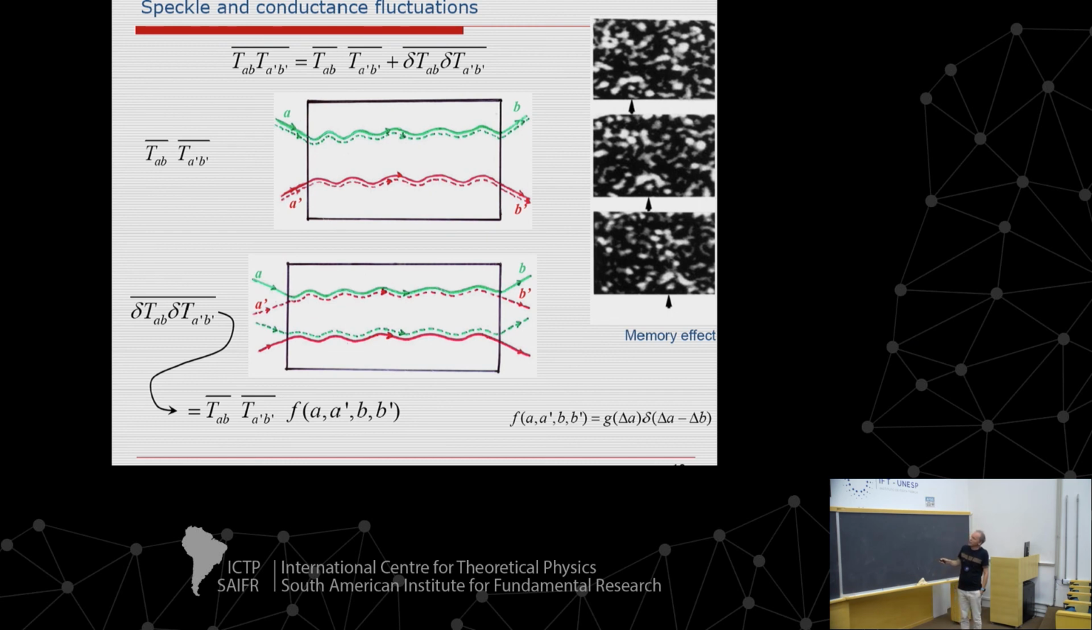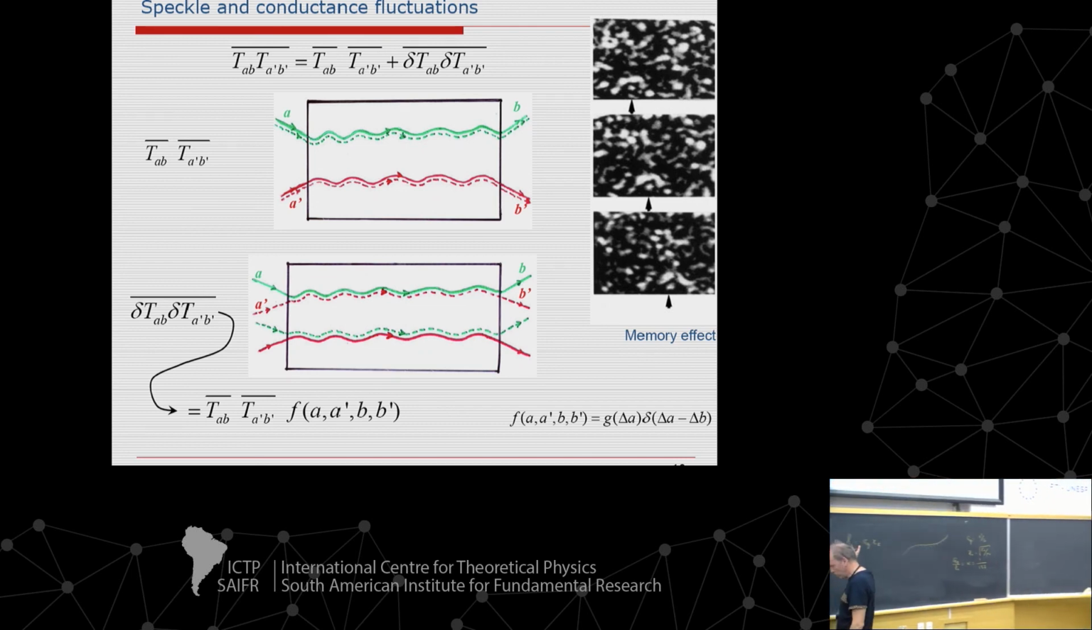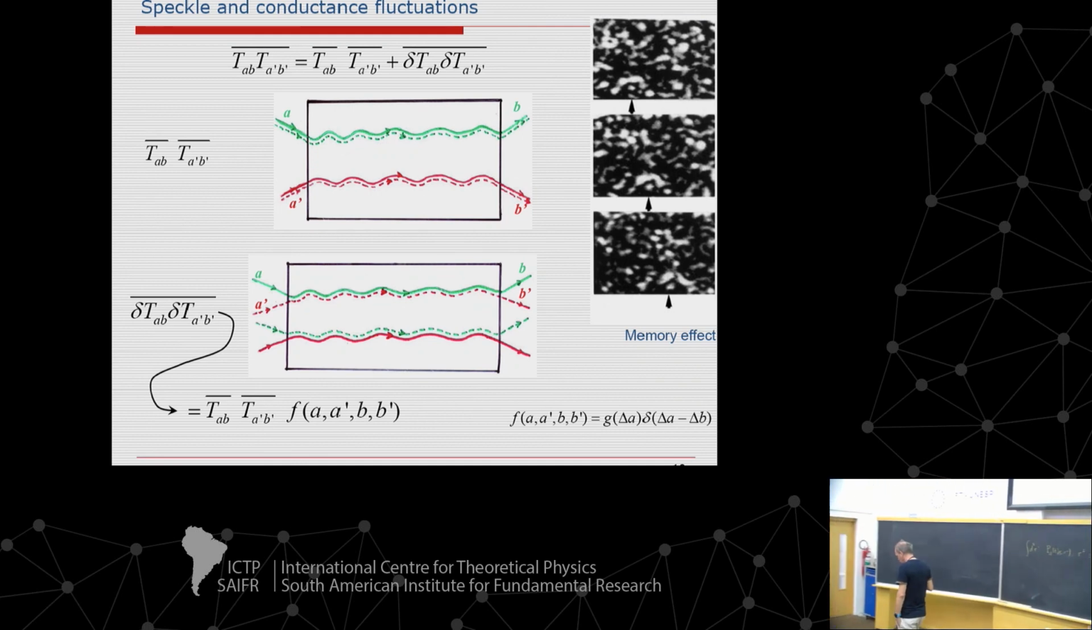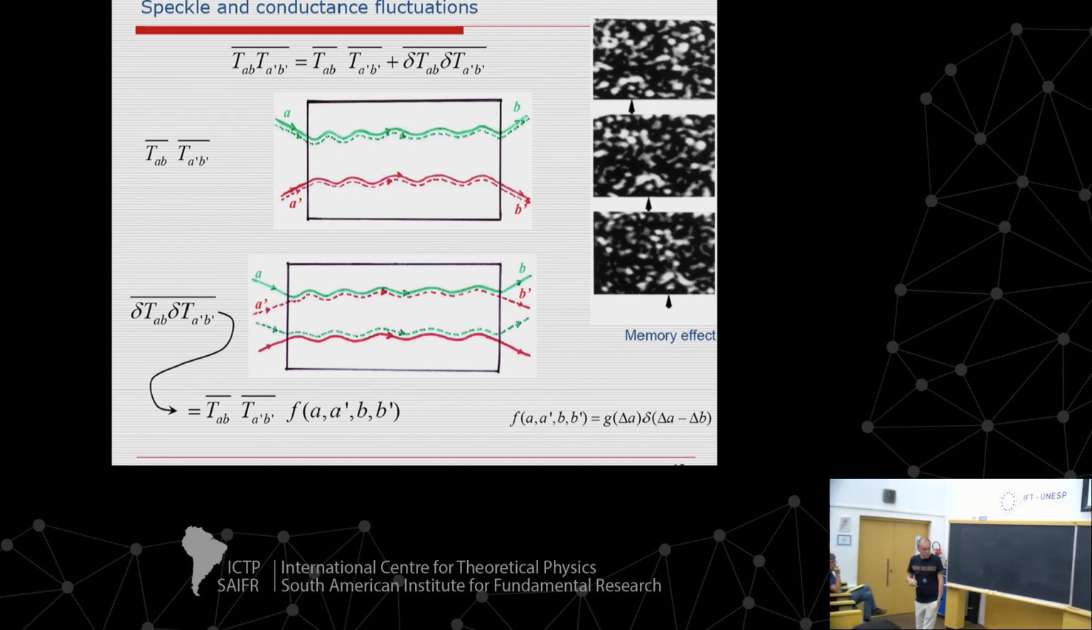And in fact, this angular information, you can keep it in a measurement. This is called the memory effect. And this has been measured. And this has been measured for optics. This has been measured for multiple scattering of photons by cold atoms.